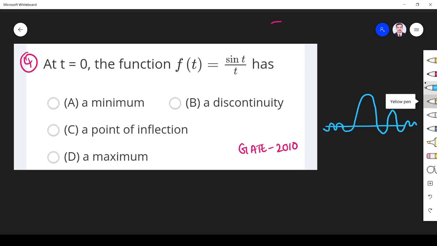So at 0, it has a maximum. That's the character of sinc. At infinity only it reaches 0. At minus infinity it reaches 0. So what they ask, at t is equal to 0, sinc has a maximum. See from the diagram. So sometimes you draw the functional diagram, plot it, and from that you can find the answer like this. So at x is equal to 0, the function has a maximum. Okay.